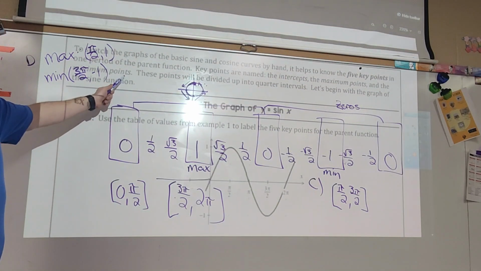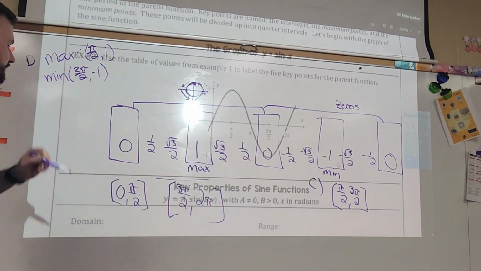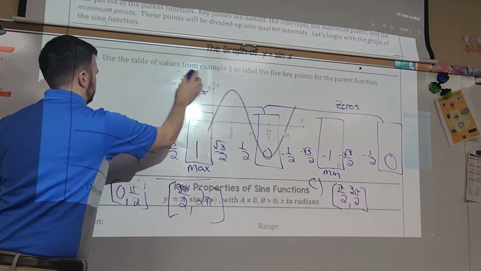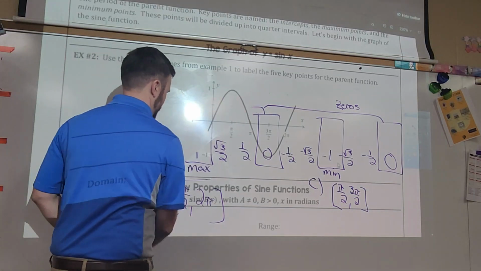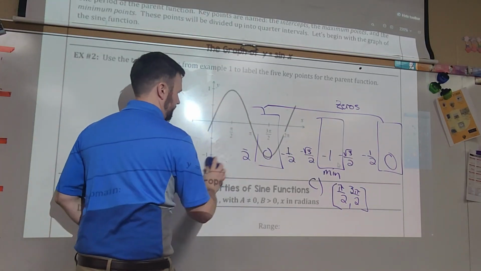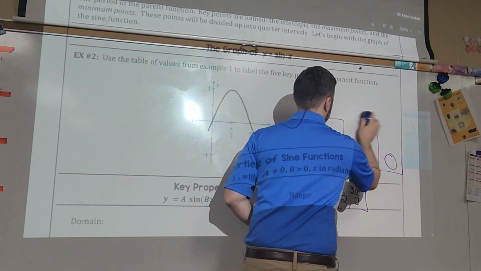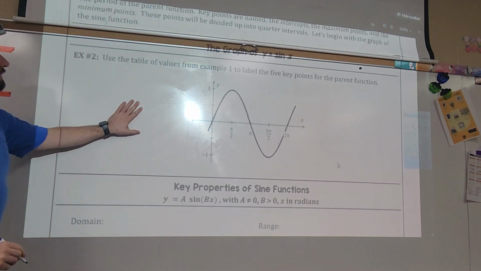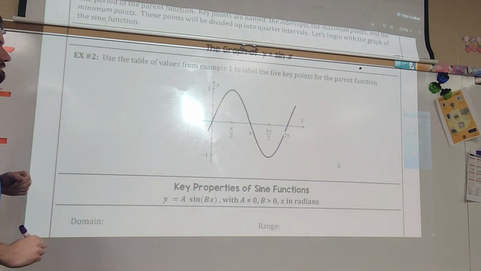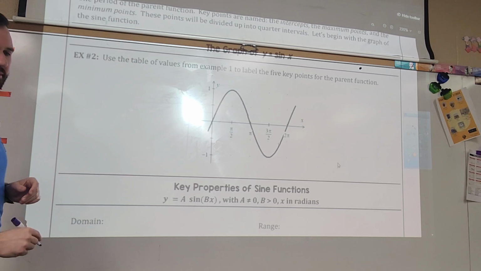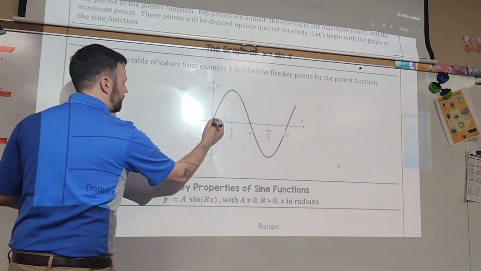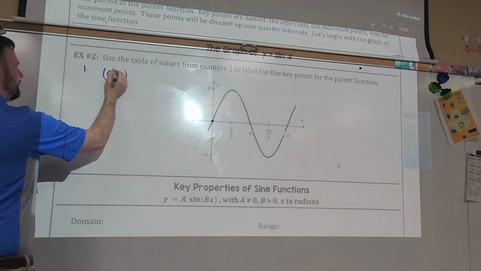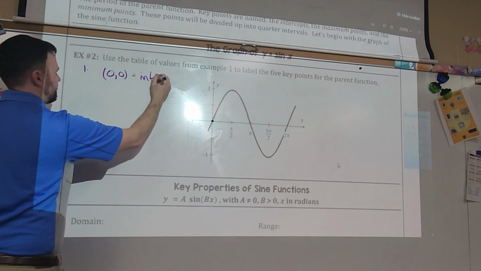I talked about how we're going to use those 5 key points I highlighted before to graph this piece. Let's see what they look like on the actual graph. Oh my gosh, too much writing. All right. So I have 5 key points for sine. Oh, I already did it. I looked at the table. What was this first point? 0, 0, which is an intercept.